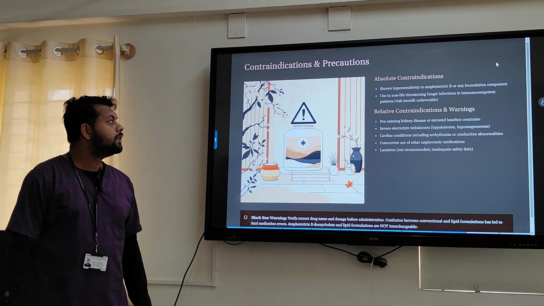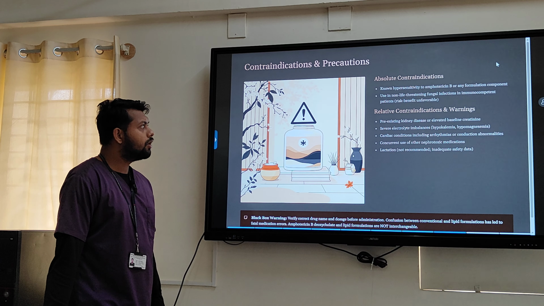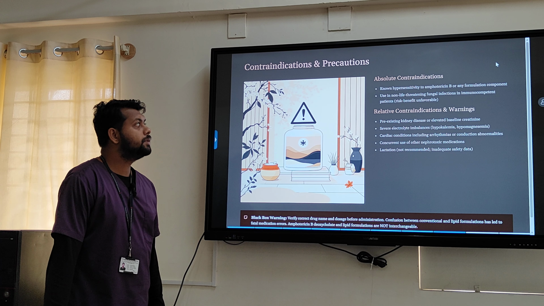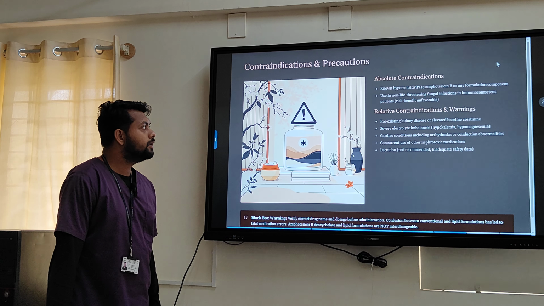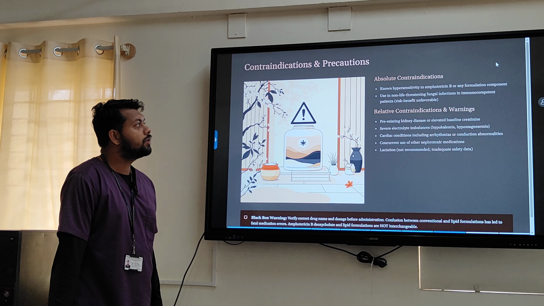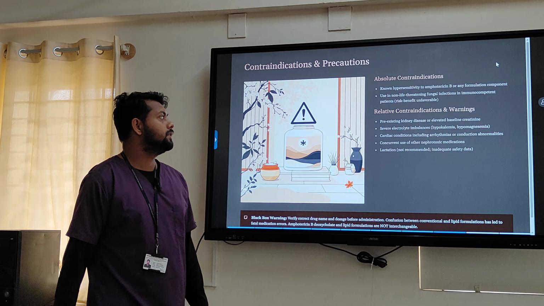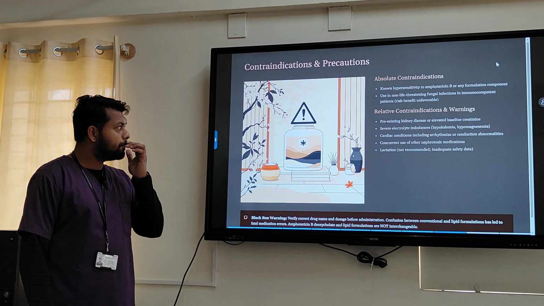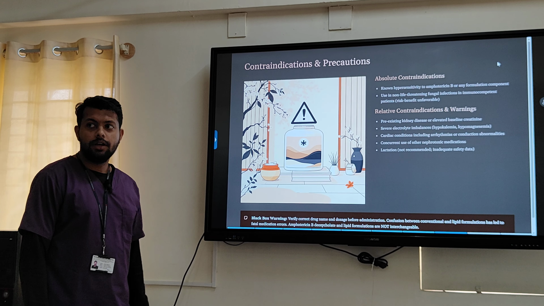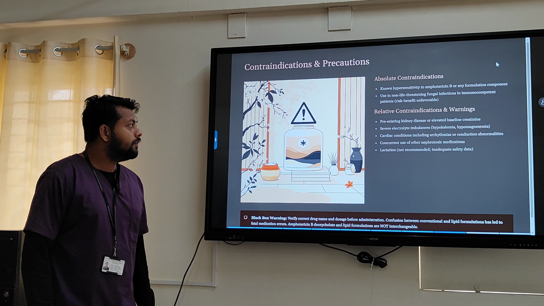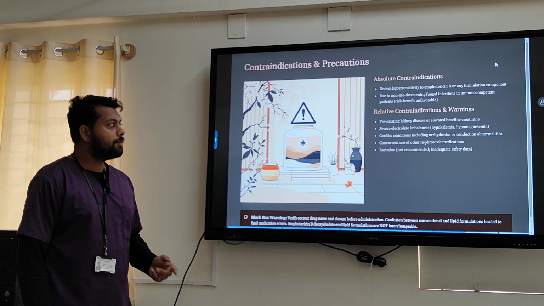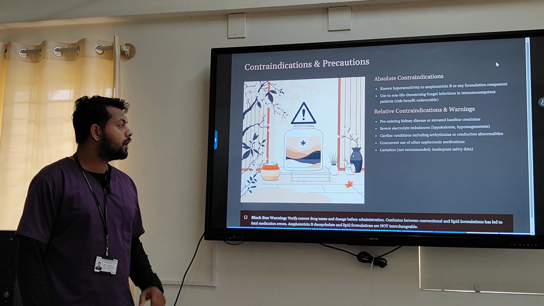In contraindication, there are absolute contraindications: known hypersensitivity to amphotericin B or any formulation component, and use in a non-life threatening fungal infection in an immunocompetent patient. And a relative contraindication and warning: if there is pre-existing kidney disease or elevated baseline creatinine, it should not be given. And even if the electrolyte is imbalanced, that is hypokalemia, hypomagnesemia, then this drug is contraindicated.